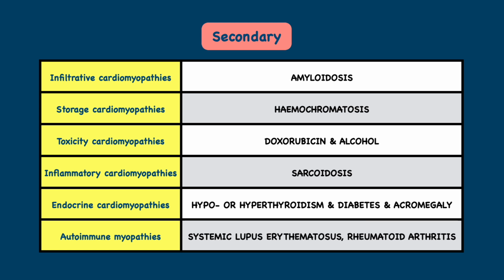Inflammatory cardiomyopathies include sarcoidosis. Endocrine cardiomyopathies include hypo or hyperthyroidism and diabetes. And finally, we have autoimmune myopathies, which include systemic lupus erythematosus, rheumatoid arthritis, and scleroderma. Most of these types of cardiomyopathies take the form of dilated cardiomyopathy phenotypically.